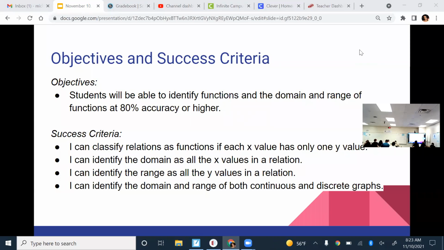All right, so the goal for today is to be able to identify functions and the domain and range of functions at 80% accuracy or higher. So this is stuff that we've covered before, just making sure that we are all on the same page. So can you determine if something is a function?